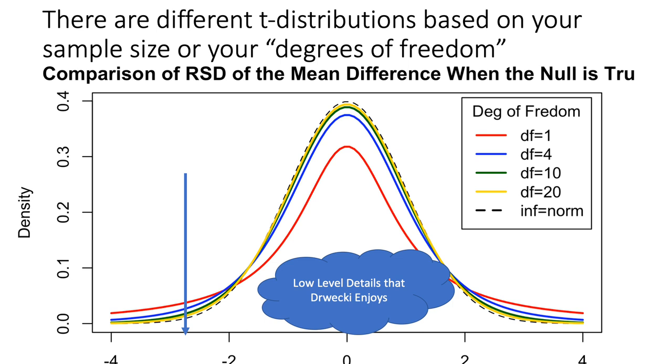Well, what's cool about the t-distribution is it penalizes small sample sizes. And that's in part why it helps lead to better and true random sampling distributions of mean differences. Because when you have small sample sizes, you have more error. We're not going to use the normal curve when we have small sample sizes. We should really adjust for the fact that we have small sample sizes and more error in our random sampling distribution of mean differences when the null is true. This is really just a low-level detail that I enjoy. You don't have to worry about it too much.